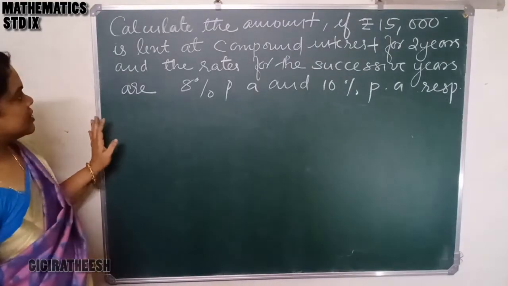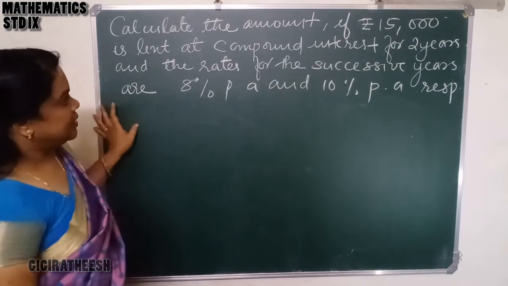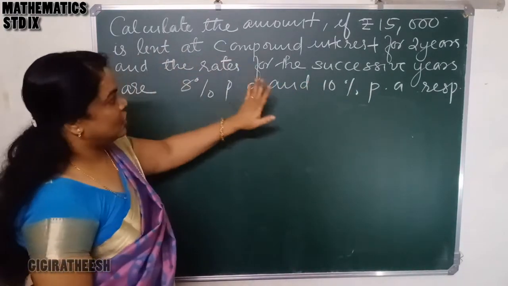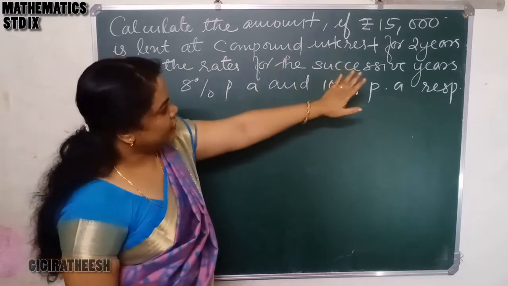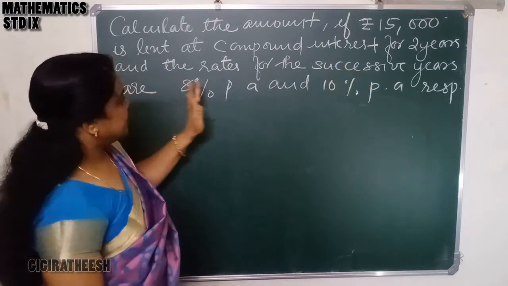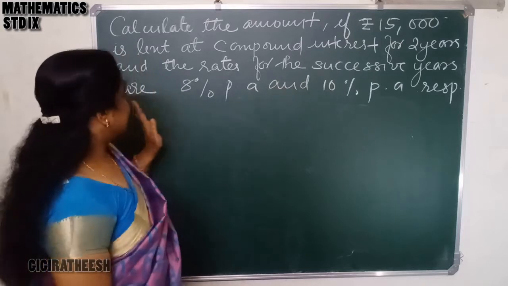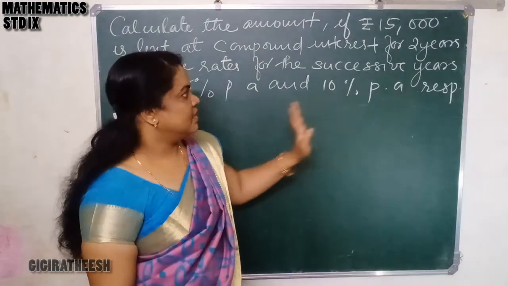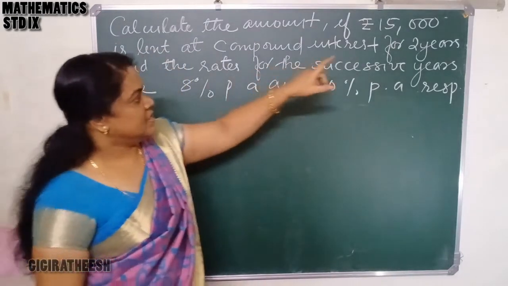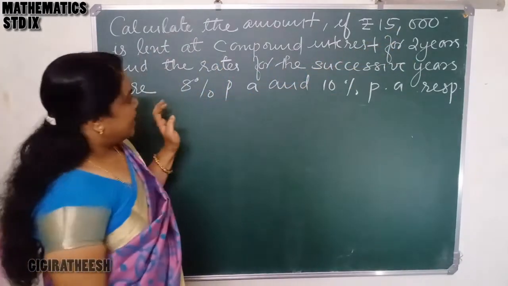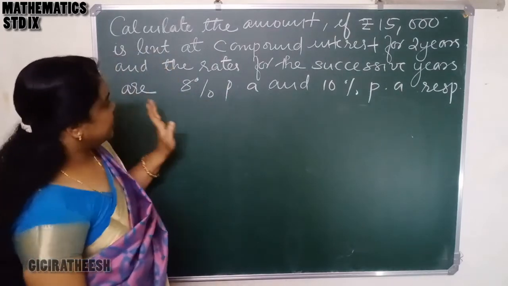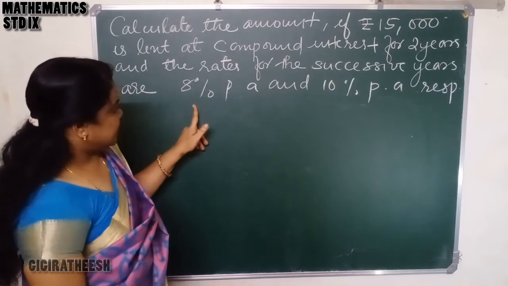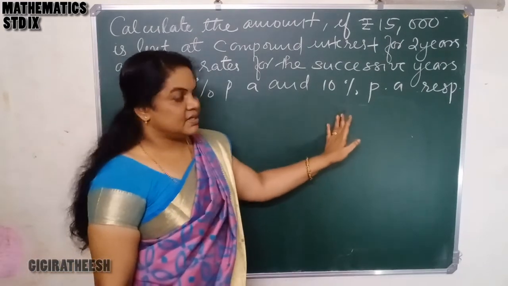Okay, let's do another question. Calculate the amount if rupees 15,000 is lent out at compound interest for 2 years and the rates for the successive years are 8% per annum and 10% per annum respectively. Here the principal is 15,000 for 2 years, and the rate for the first year is 8% and for the second year it is 10%.